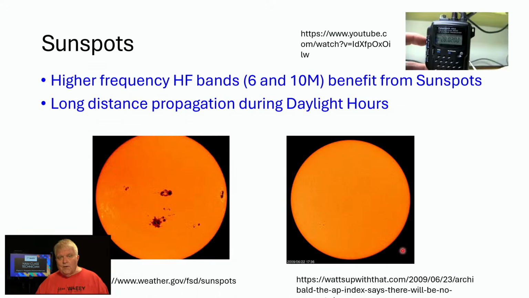But sunspots are literally visible spots that you can see on the sun. And the higher frequency bands, 6 meters and 10 meters, for example, benefit from sunspots. 10 meters is a long distance band during the day. So if you want to get on 10 meters, and you do have voice privileges as a technician on 10 meters, get on the air during the day. Around noontime is the most optimum. And then you can get long distance propagation during daylight hours with high sunspots. Those two factors affect propagation on 10 meters.